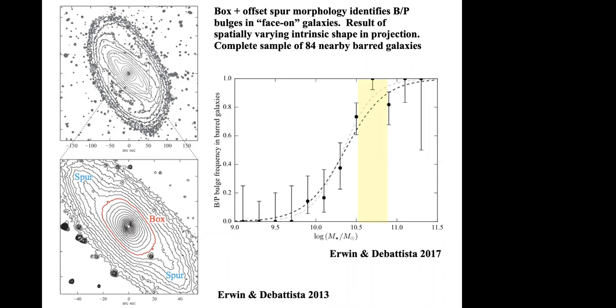Theory, myself included, had predicted that the way to suppress the sorts of instabilities that cause these box peanut bulges is by having a high gas fraction. It turns out that that is not borne out by the observations. So we're still learning how these things form.